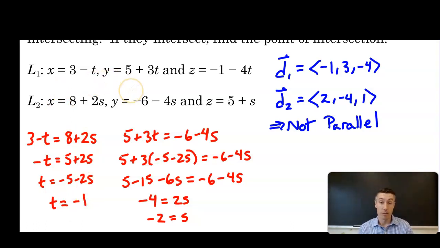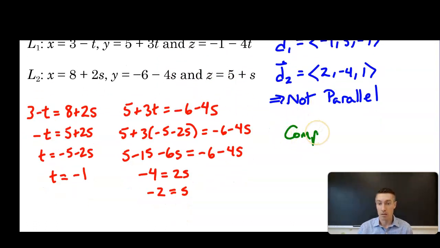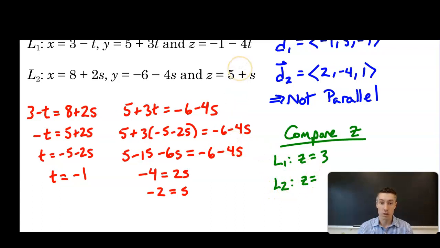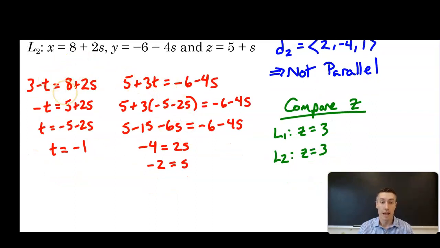To differentiate between whether these are intersecting or skew, we have to compare the third coordinate, which we didn't use in our system. So we're going to compare the z. For L1, z is equal to -1 plus 4, so z is equal to 3. For L2, z is also equal to 3. So we worked on the assumption that x and y were the same. We showed that z is the same, so that means that these lines intersect.